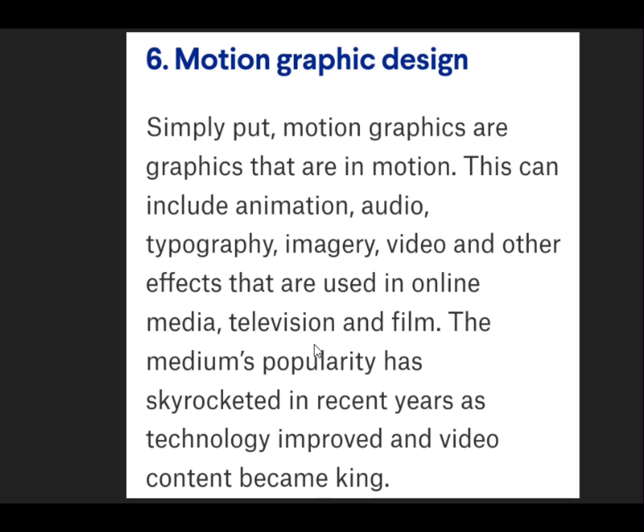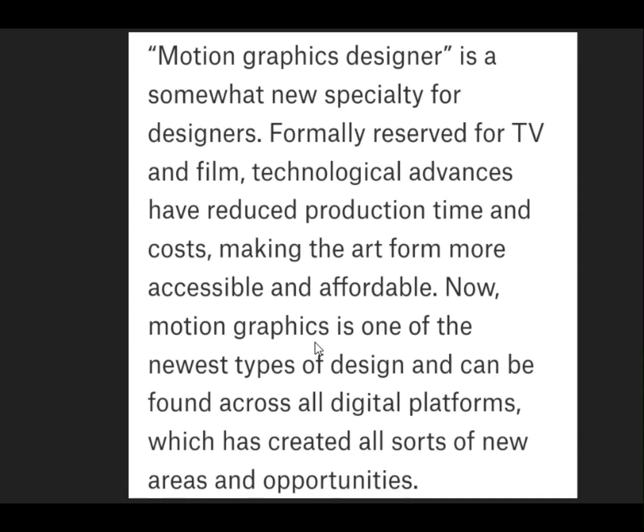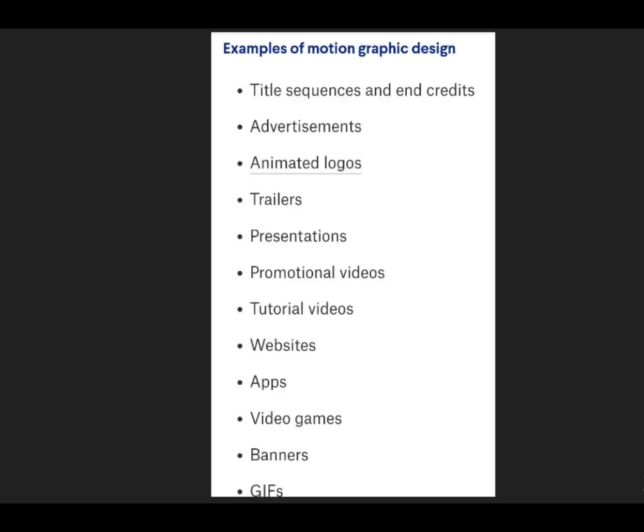So with that being said, let's move on to some other aspects of becoming a motion graphic designer. You can just pause the video at a time and read through and see some basic things that a motion graphic designer does. These are some examples of what a motion graphic designer does: title sequences, advertisements, animated logos, trailers, presentations, promotional videos, tutorial videos, websites, apps, video games, banners, GIFs, and the list continues. So hope you get it now.